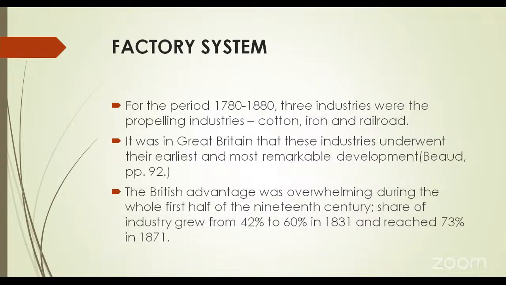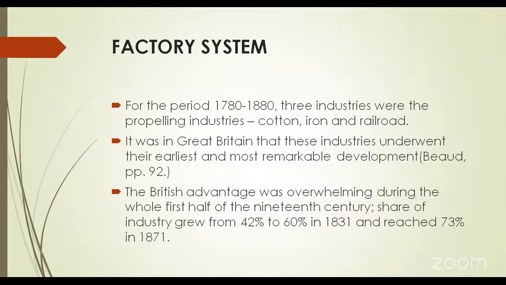From 1780 to 1880, the three things which were propelling industries were cotton, iron, and railroad. And look at the fact that, obviously, once the railroad came in, it was the start of globalization. Now you could move from point A to point B much faster. It was in Great Britain that these industries underwent their earliest and most remarkable development.